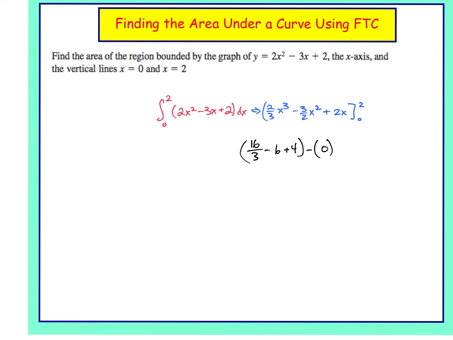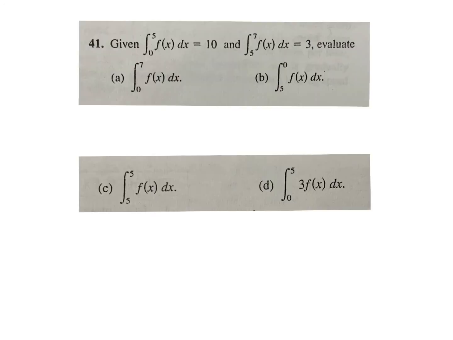All right. And so now I end up having 16/3 minus how much? 2. So how should I think of this negative 2? Negative 6/3. All right. And so what do I end up having? 10/3. So my answer would be 10/3. All right. Pretty good? All right. Let's keep going.